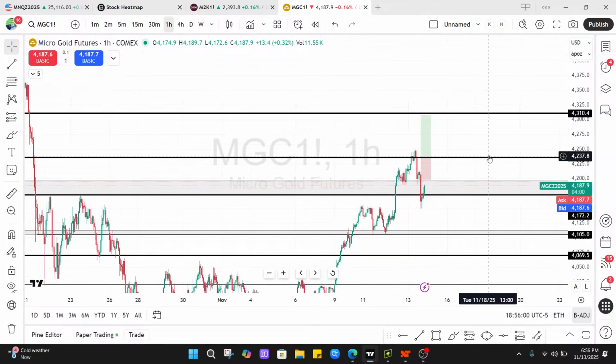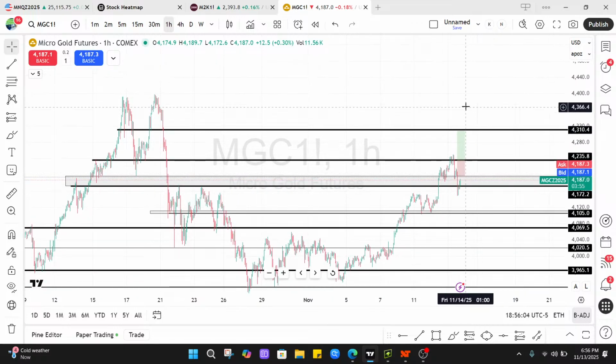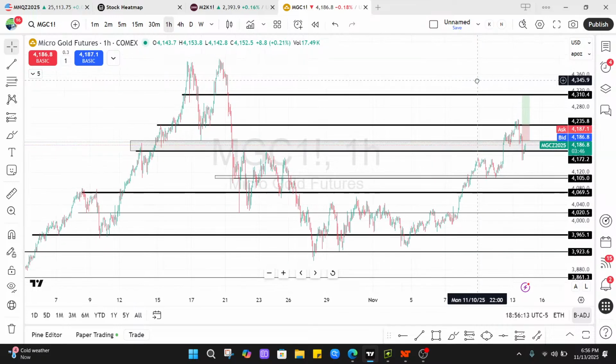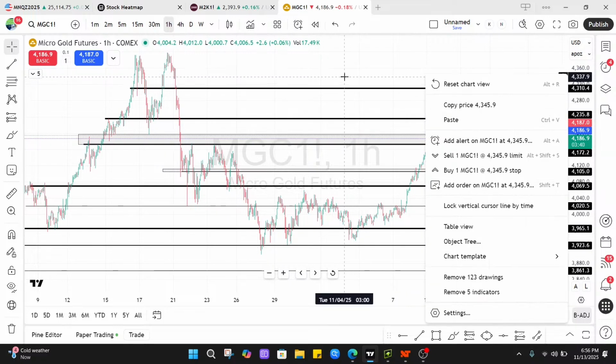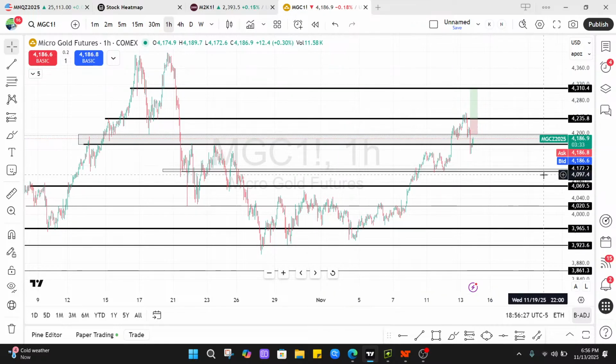Alright, now to the downside. We just looked at one side of gold, and we're still in the 1 hour. See, I have a recommendation, but I want to make sure of something.